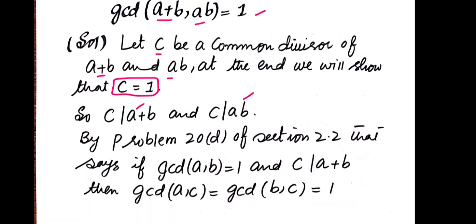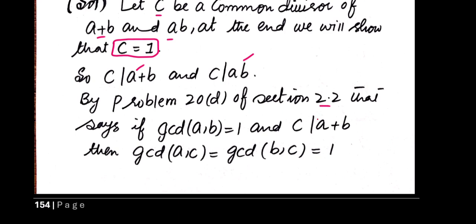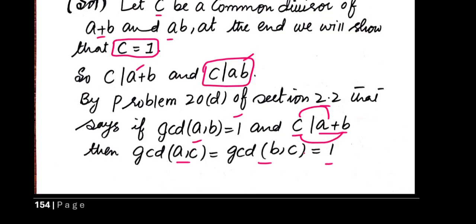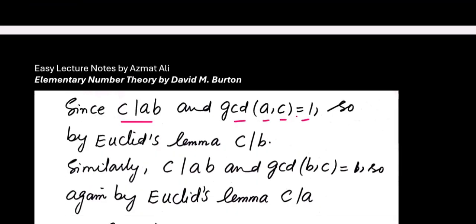Next, we will use problem 20D of section 2.2 that says if GCD of A and B is equal to 1 and C is a common divisor of the sum of two numbers A and B, then GCD of C with A and GCD of C with B both are equal to 1. Next I will use this result, C divides AB. Since C divides AB and GCD of A and C is equal to 1 from here, by Euclid lemma, C divides B.